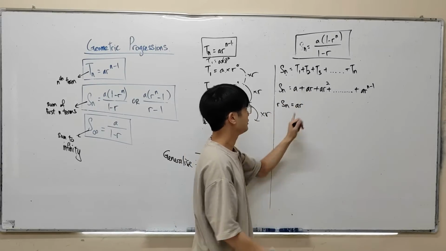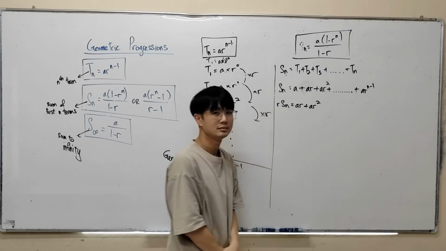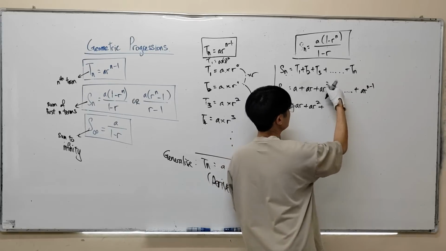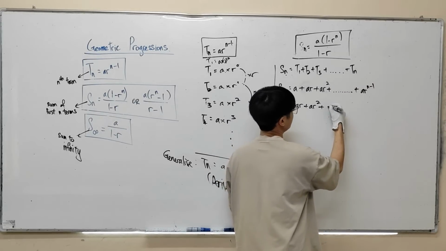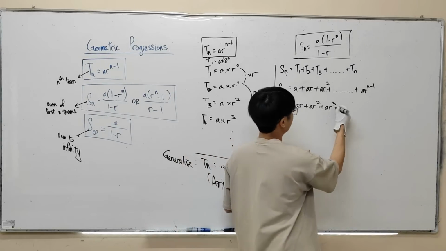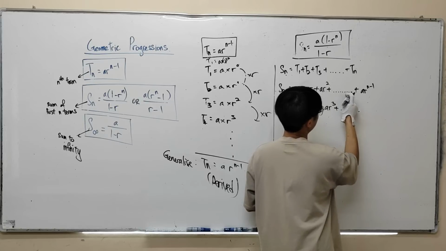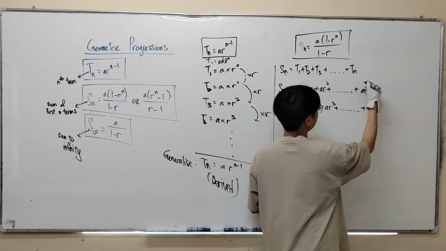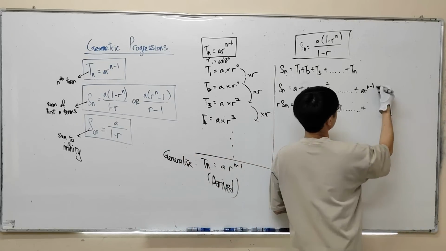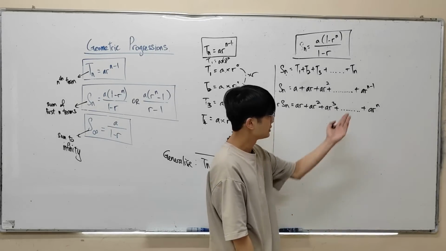And then what about AR? What happens when AR times R? It becomes AR power 2. And the next one, AR power 2, I times with R. It becomes AR power 3, right? And of course, there are a lot of terms in between here, so I'm just going to put dots, and then for the last one, I will also times with R. So what happens if this thing times with R? It becomes AR power n.